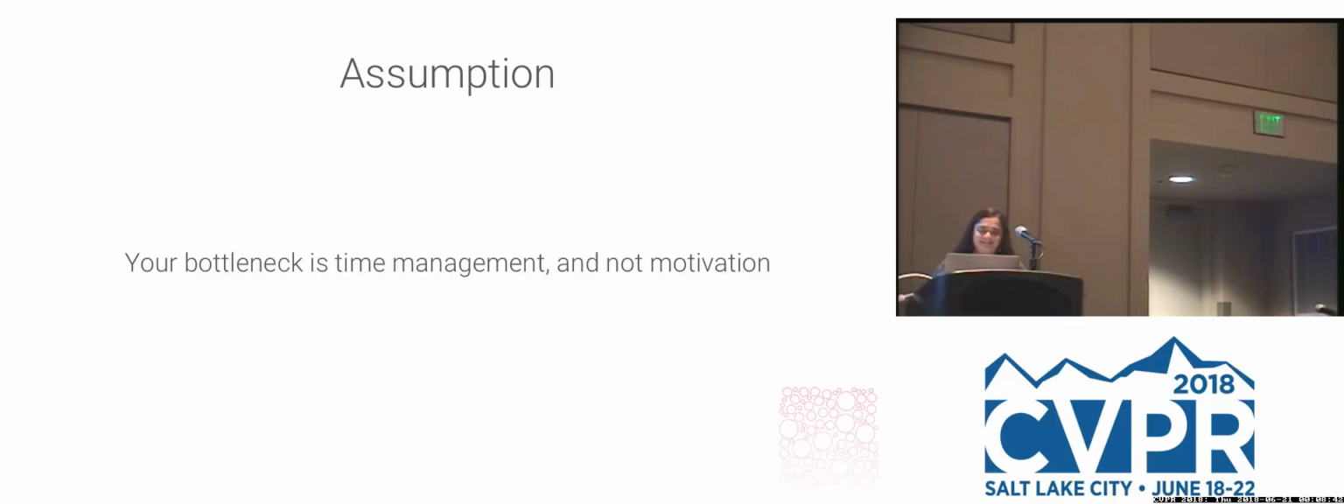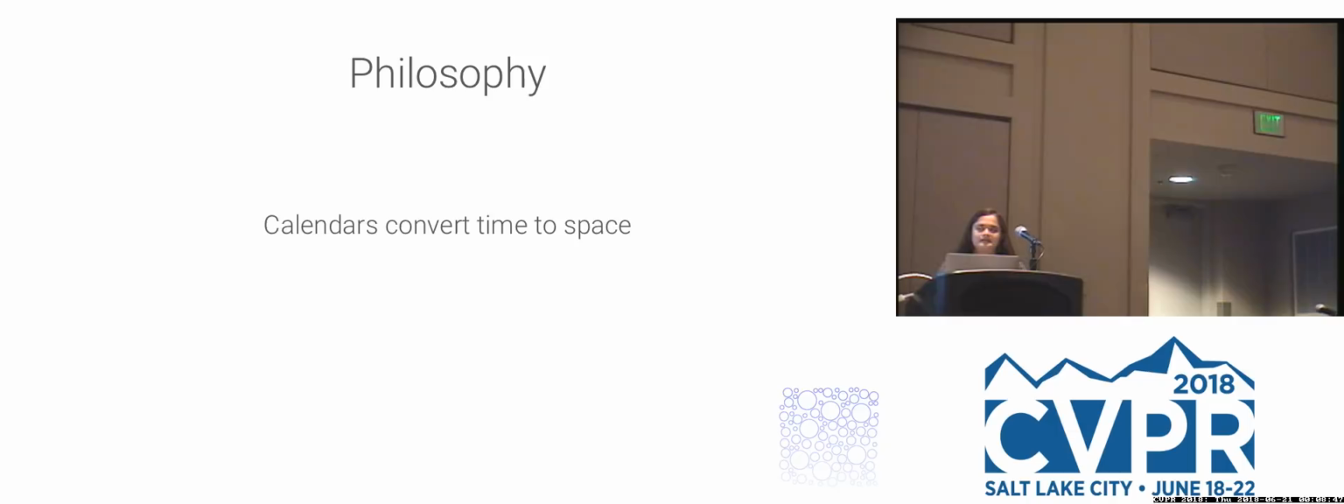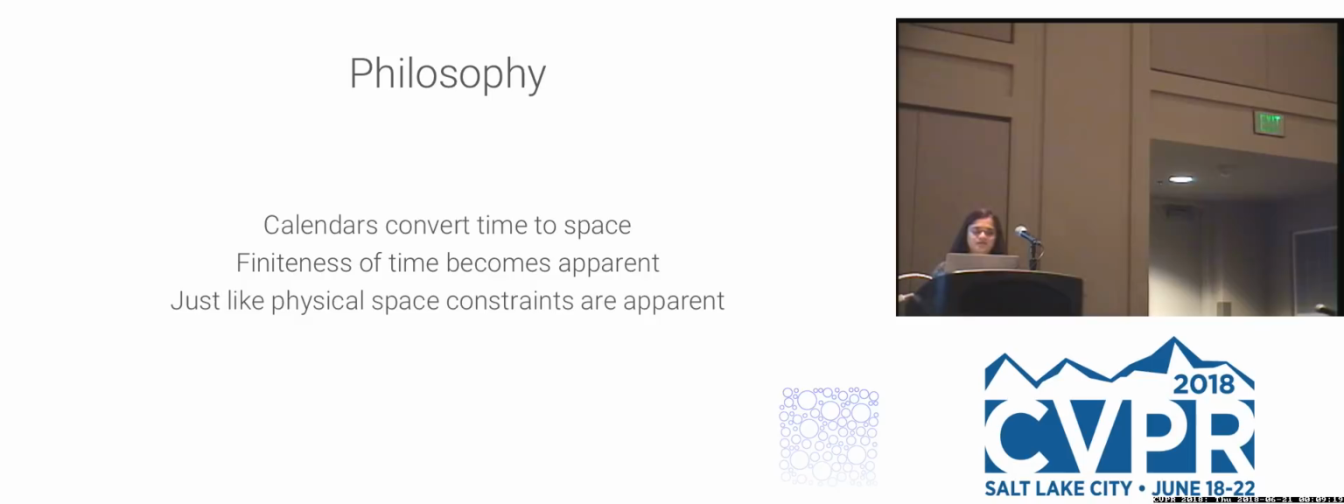And so the philosophy around this whole thing is that the reason I like calendars is that calendars help convert time to space, because there are these columns for your day, there are blocks for hours, and I find that to be very useful. The reason for that is, and it's probably true for many people, that the finiteness of space is always clear to us, but somehow the finiteness of time is not. It always seems like you can get stuff done by tomorrow. And so by insisting on looking at calendars, it forces you to think about the finiteness of time. Just like physical space constraints are always apparent and obvious to us, the constraints of time also become apparent if you plan around calendars.